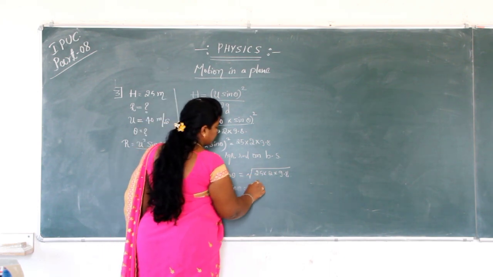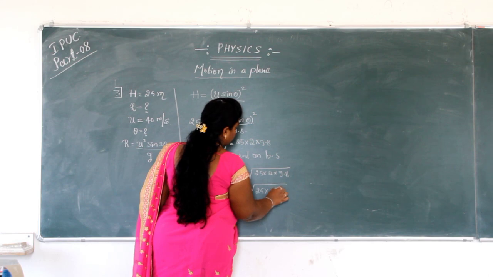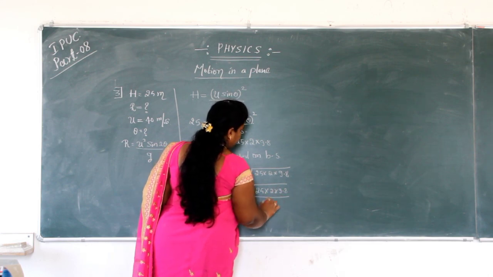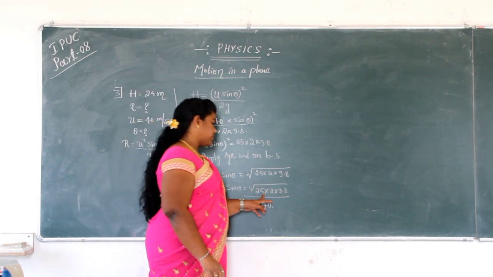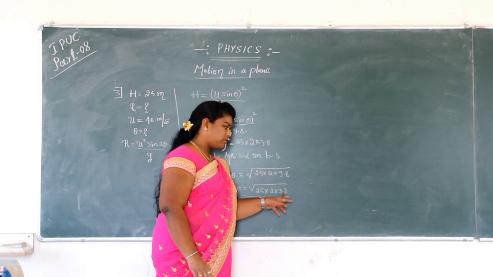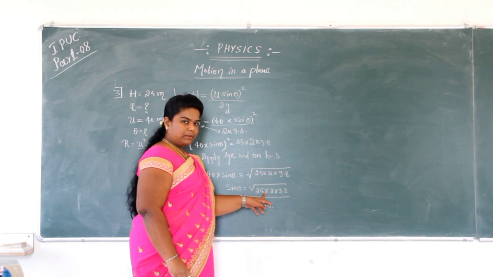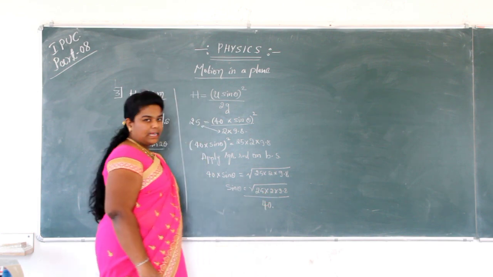It shifts to the 40 side: square root of 25 into 2 into 9.8 divided by 40. Right, so first take your calculator. 25 into 2 into 9.8 equals. Then take the square root of that, you will get a value. Divide by 40, so you will get an answer.